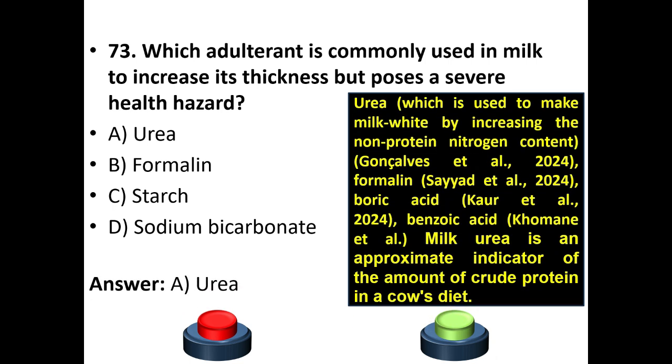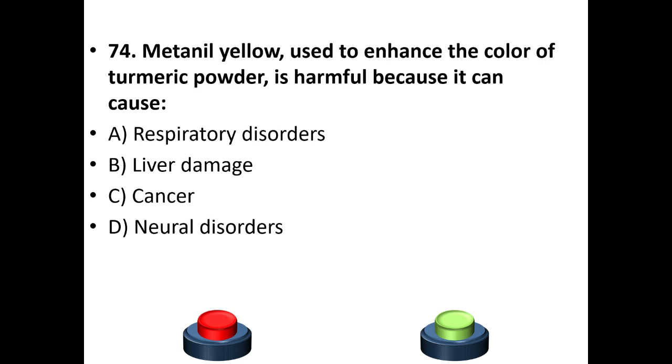Urea is used to make milk white by increasing the non-protein nitrogen content. Formalin, boric acid and benzoic acid are also used for particular purposes in milk adulteration. Milk urea is an approximate indicator of the amount of crude protein in a cow's diet.